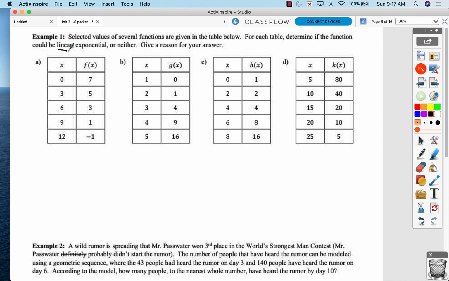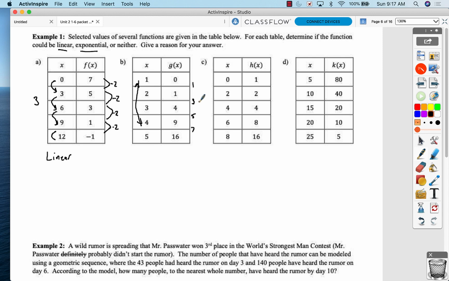Okay, to determine if it's linear or exponential, you just have to see, is it going up by the same amount or down by the same amount? So just make sure these are equal distance too. So those are going up by 3, and these are going down by 2, down by 2, down by 2, down by 2. So since they're all going down the same amount, that would be linear. Okay, we're good on here. They're all going up by 1.